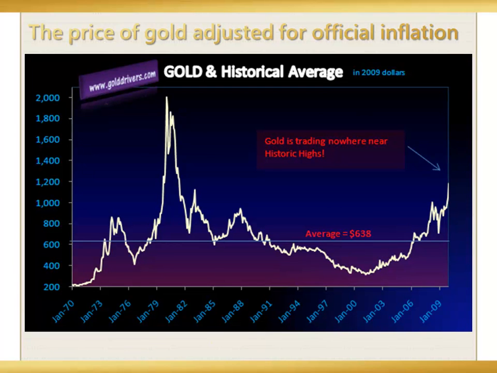According to this chart, the purchasing power of an ounce of gold represented in the 1980s was way higher than it is today. When adjusted for official inflation, the price of gold today is still higher though than the average price of $638 an ounce throughout the last 40 years. However, the way in which the US authorities have measured the inflation rate throughout the last 30 years has changed time and time again.